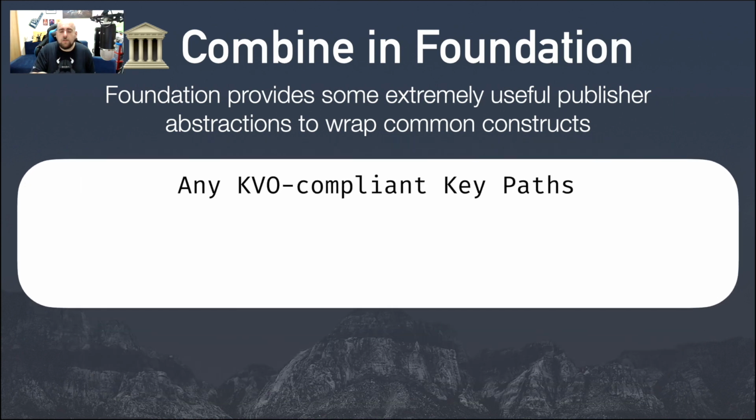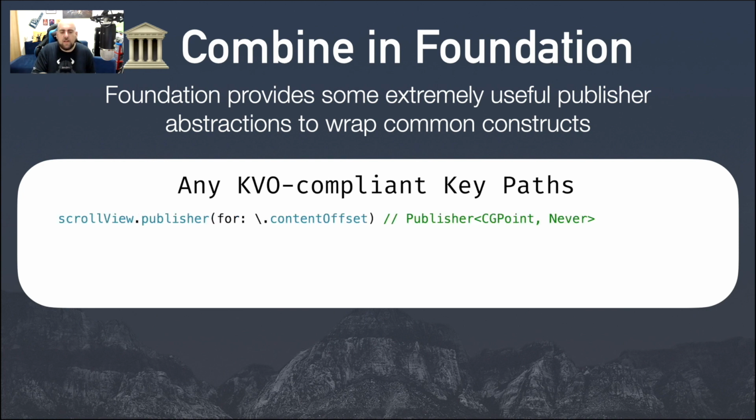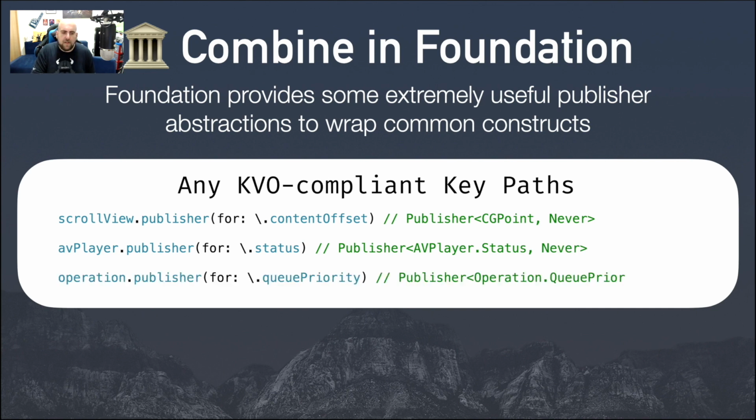We can also use Combine to observe any KVO compliant key paths. For example, the content offset of a scroll view, the status of an AV player, or even the queue priority of an operation queue. All of these are super, super useful, and there are plenty more inside the ecosystem that you can just turn into publishers and compose with the other publishers in your app.